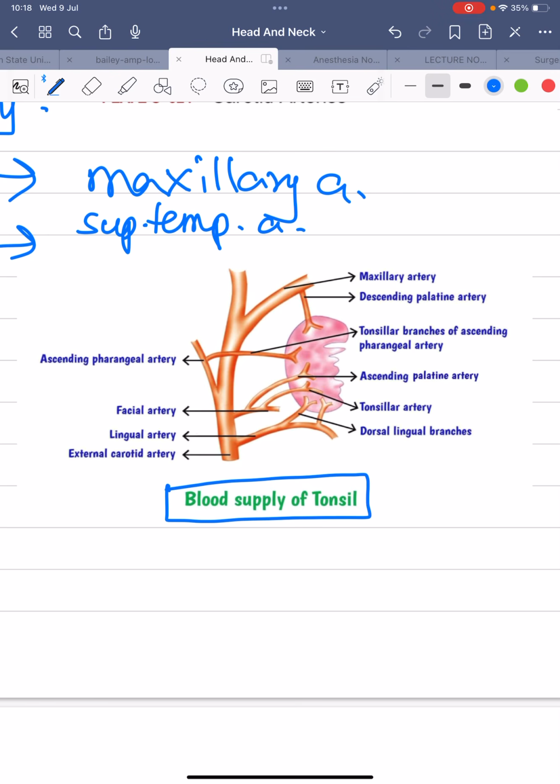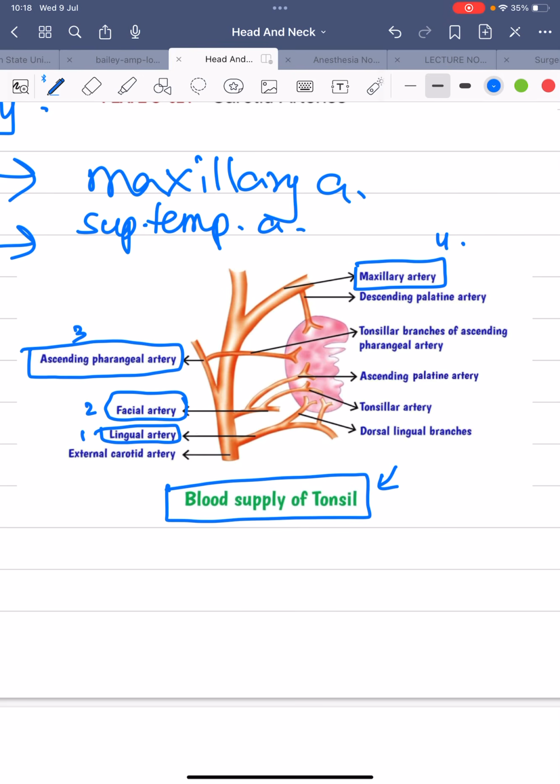It is also from the facial artery, from the ascending pharyngeal artery, and from the lingual artery. So all these arteries, 1, 2, 3, 4, are giving branches and blood supply to the tonsils also. But the main blood supply to the tonsil is through the facial artery. So all these are the branches of which artery? All are the branches of your external carotid artery.